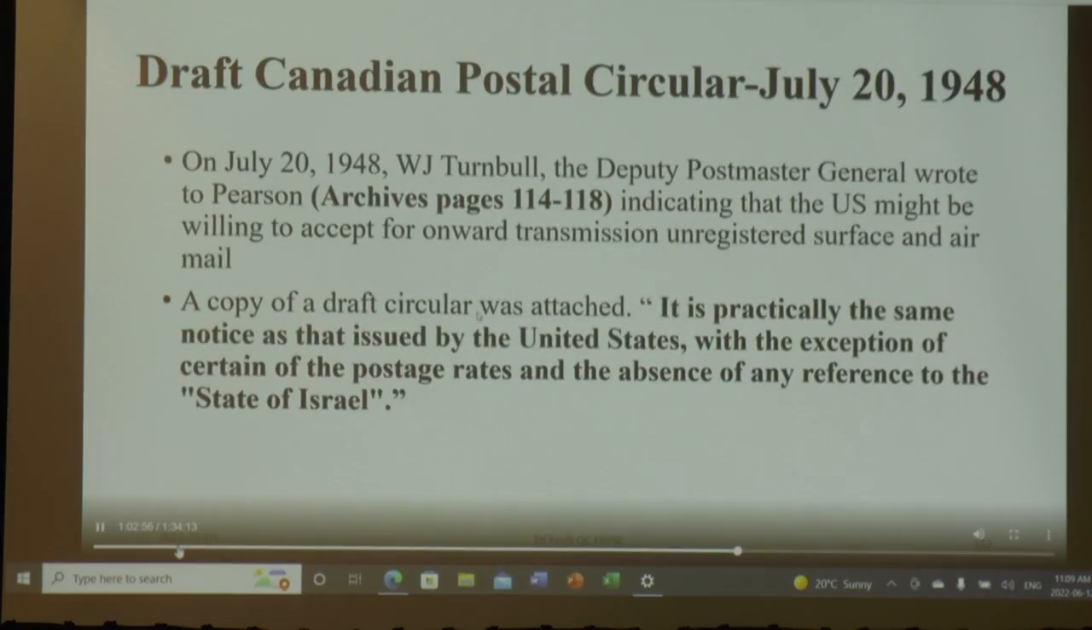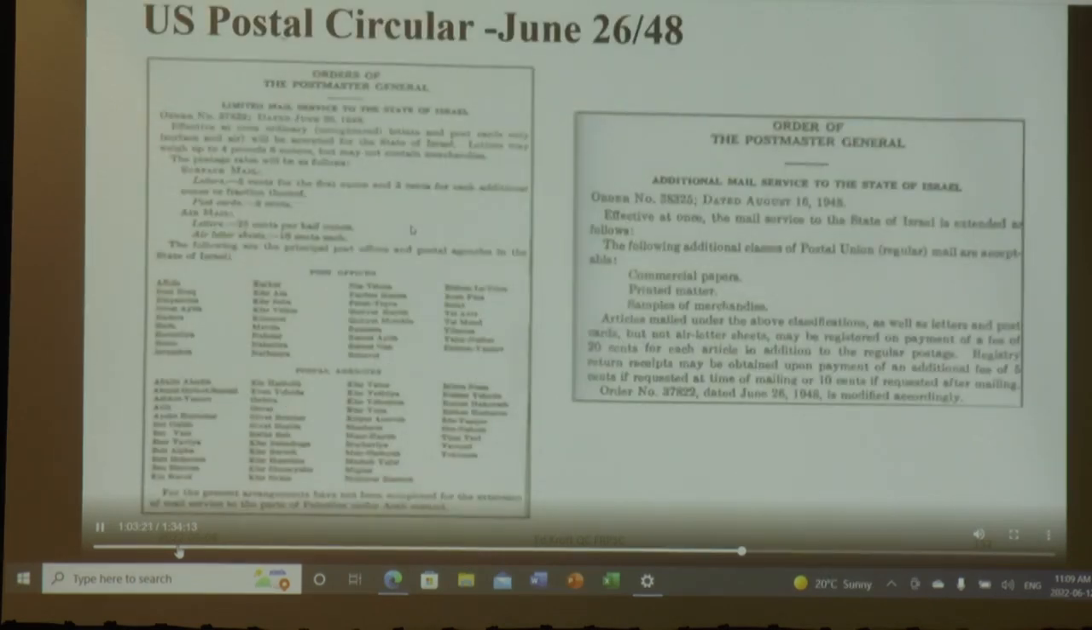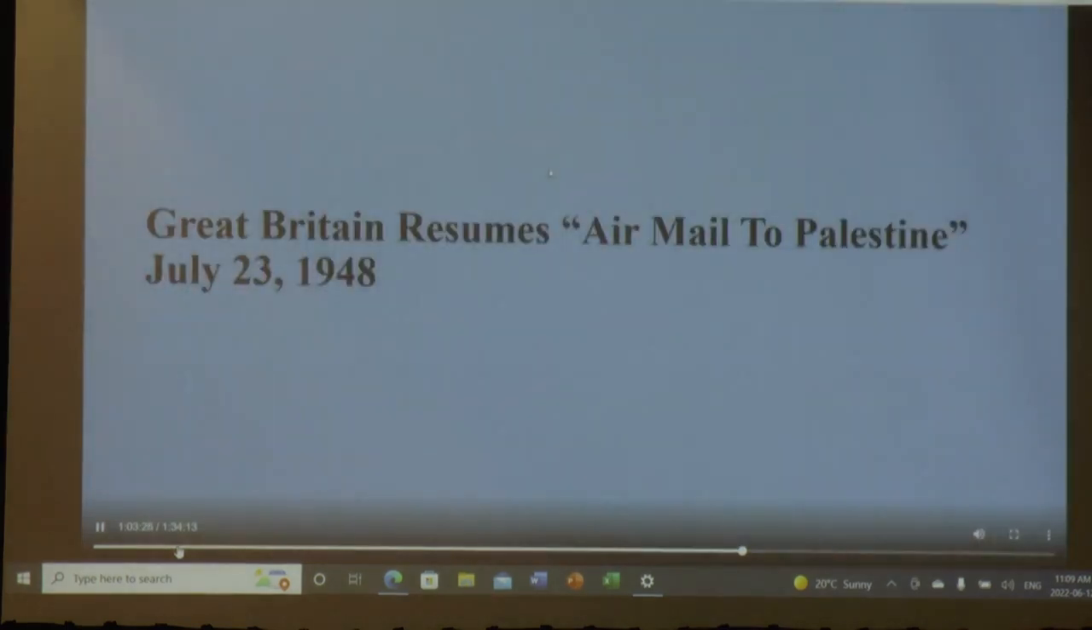So, July 20th, 1948, Mr. Turnbull writes to Mr. Pearson saying that maybe we can send mail through the United States and not just through the United Kingdom. And we're going to write to the United States. But in the meantime, what we're going to do is draft a postal circular modeled on what the United States said, but will not refer to the state of Israel. So here was the U.S. circular that I showed you before that referred to limited mail service to the state of Israel. And Canada looks like it's on its way to drafting a circular.